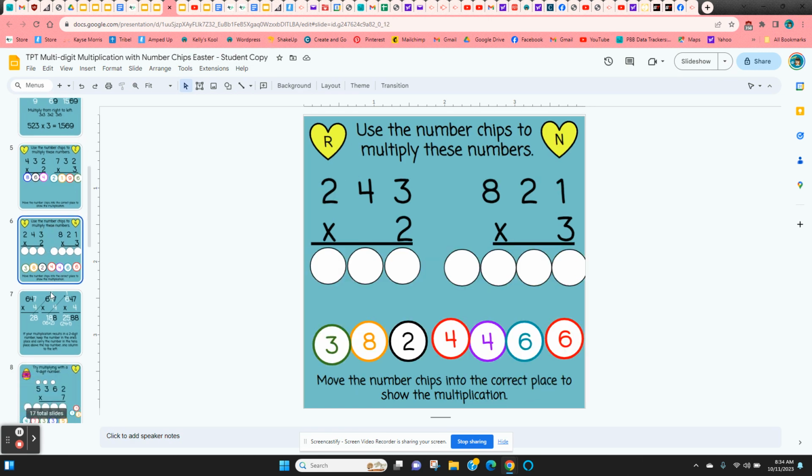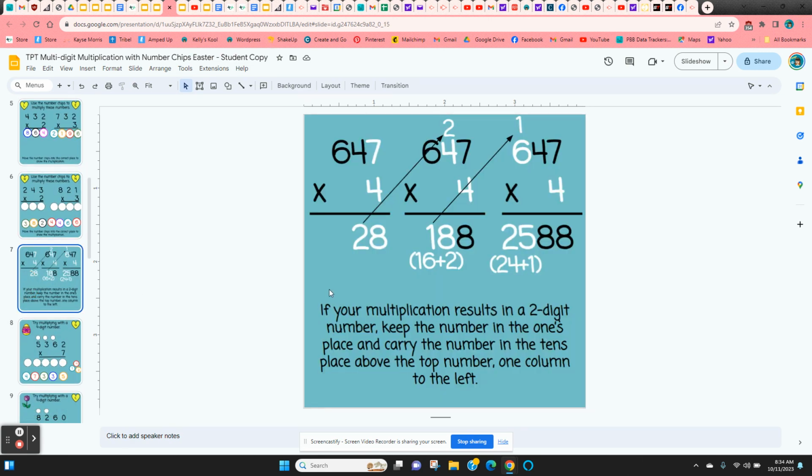Next slide, same thing. Then they're shown what to do when they get a two-digit product. So here, 7 times 4 is 28. Well, the 8 stays here. The 2 moves to the column to the left. You're going to carry it, and it goes above this number. So when you multiply for the second time, 4 times 4, you're going to add that 2 for 18. So the 8 stays. The 1 is going to get carried to the next column to the left, again, above this number. And then they take 4 times 6 is 24, plus 1 is 25.